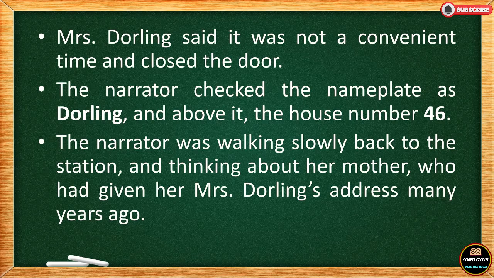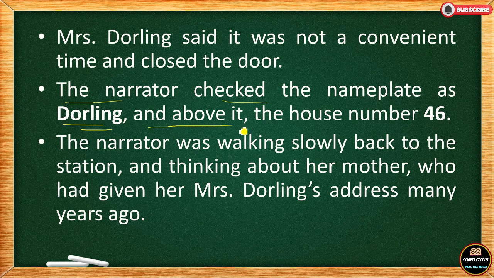She had come from a very long distance to meet Mrs. Darling and take back her mother's belongings. But Mrs. Darling refused to talk to her and closed the door. Now the narrator checked the name plate as Darling. On the door, there was the name plate and it was clearly written Darling. That means she had come to the right house.